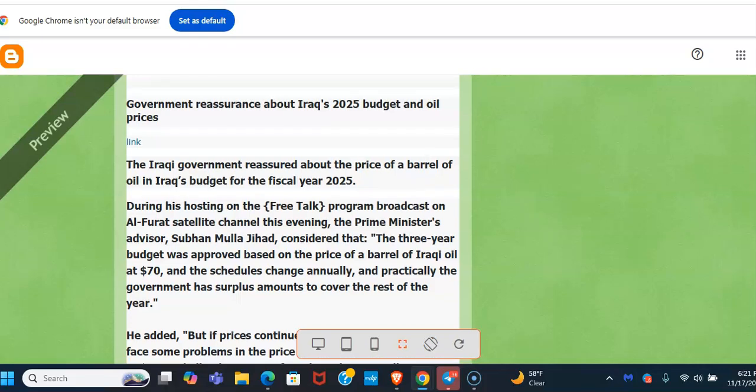Here, government reassurance about Iraq's 2025 budget and oil prices. So, this is another thing that they are complaining about. We still haven't seen the budget. We still haven't seen the schedules. Also, this is another person suggesting maybe we reevaluate oil at $70 per barrel.